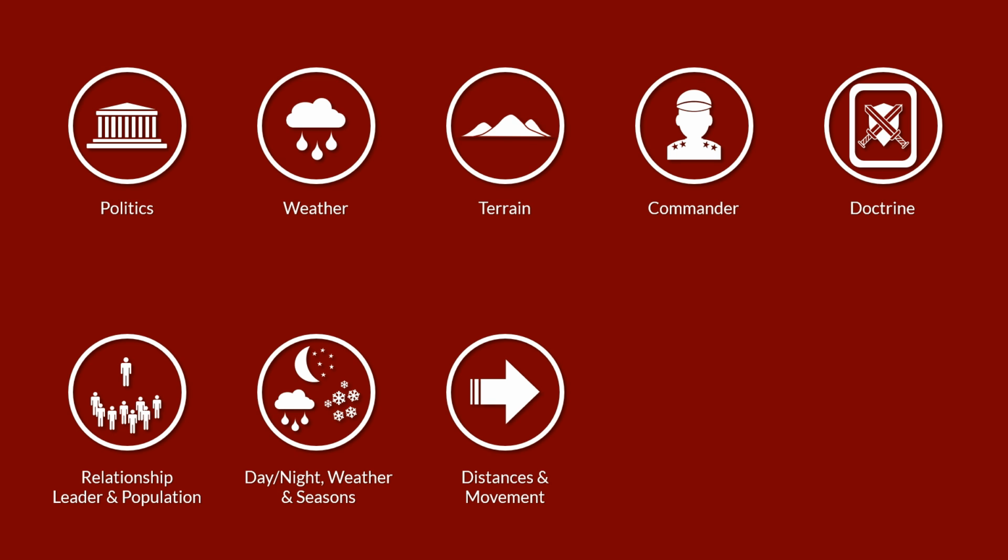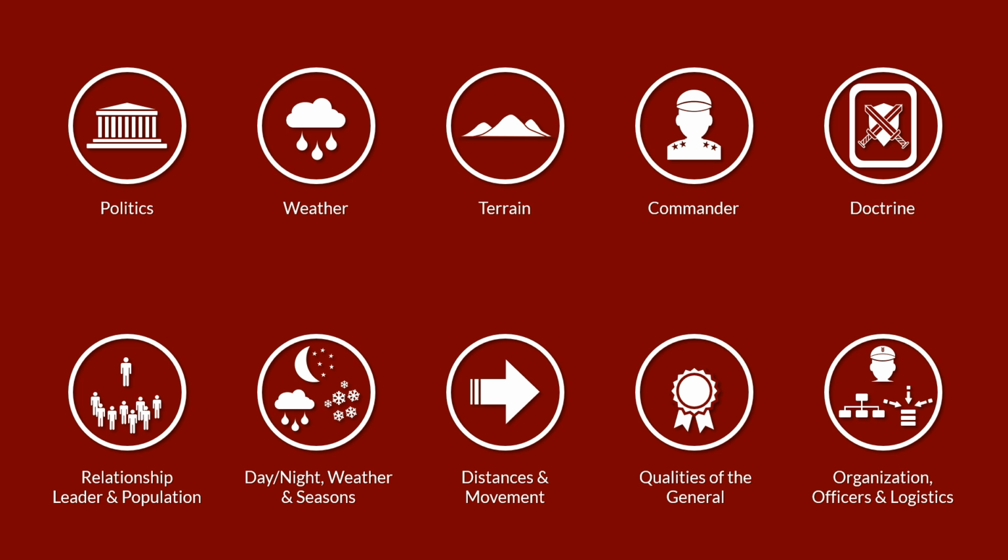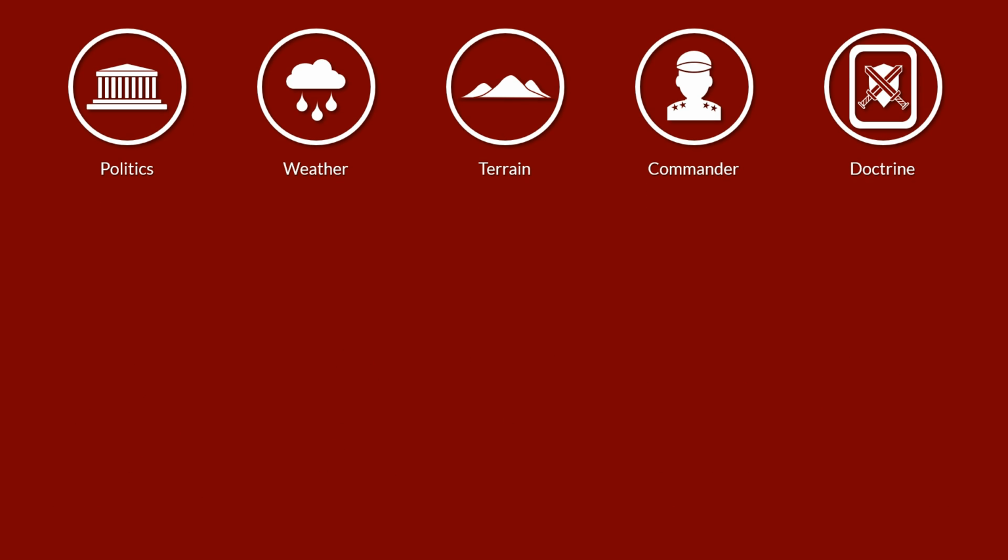The commander is about the general's quality, namely wisdom, sincerity, benevolence, courage, and strictness. And finally, doctrine is about the organization of the army and its officers and logistics. Based on these factors, he proposes to ask the following questions when preparing a plan.